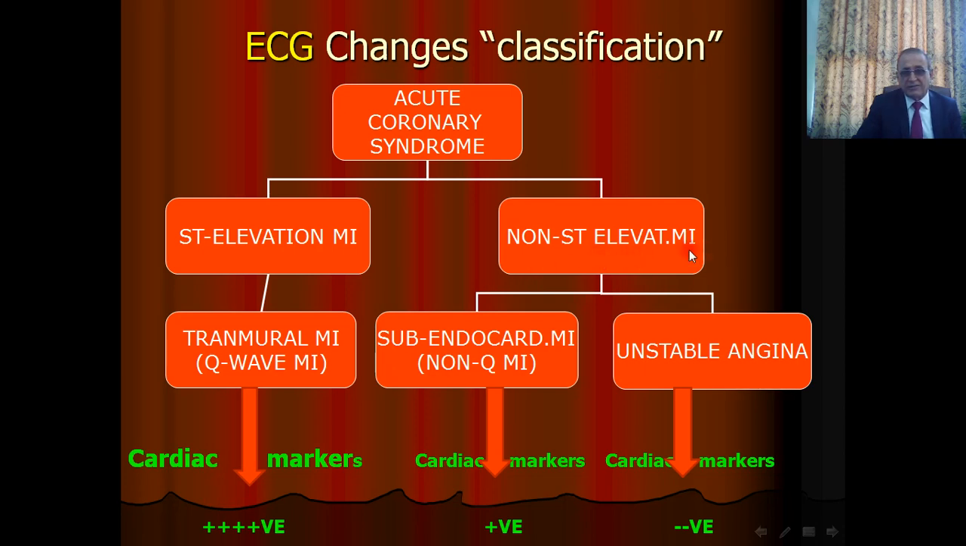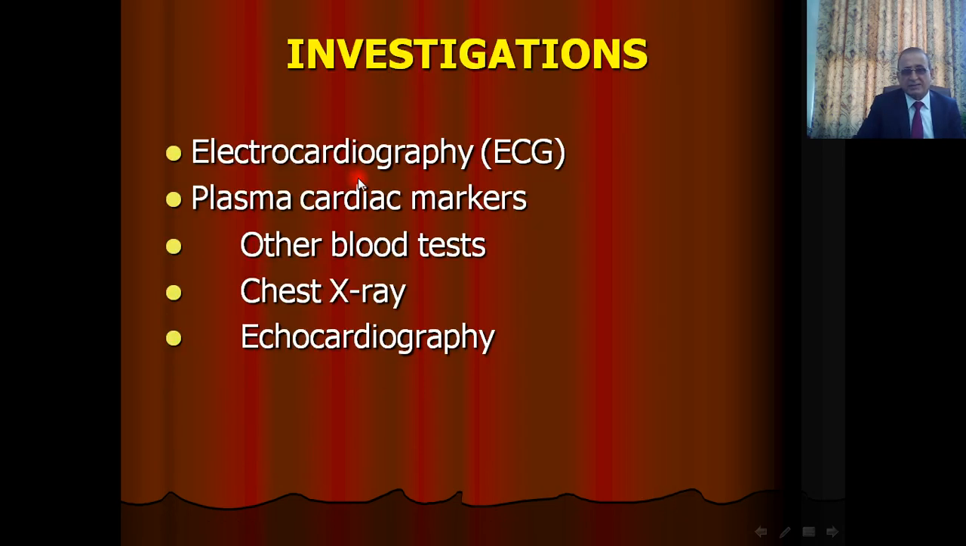In non-ST elevation MI, it's either subendocardial infarction or unstable angina. In subendocardial infarction, again there is infarction, but it's partial thickness. Again there will be release of cardiac markers, but not to the extent of transmural. In unstable angina, there is critical narrowing of the artery, but there is no necrosis of the myocardium, so there is no rise in cardiac biomarkers.